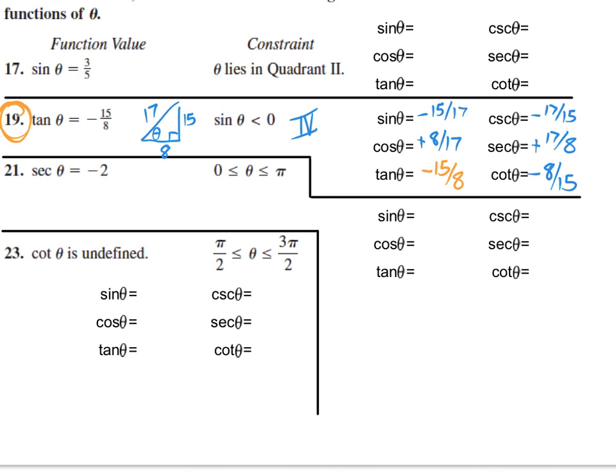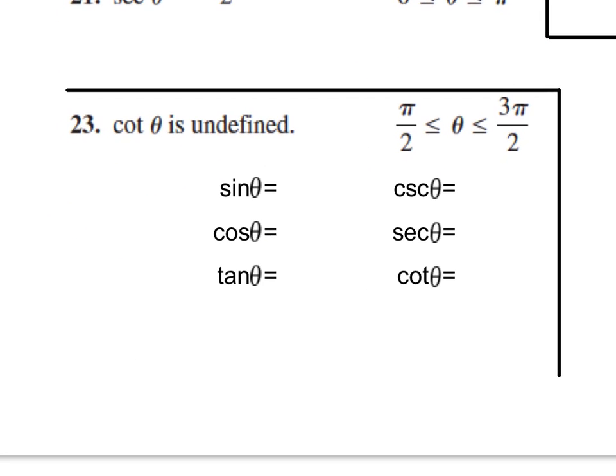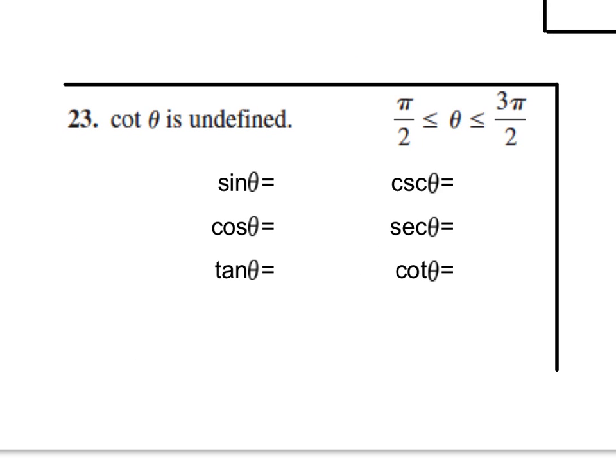Okay, everyone with us? Yes. All right. Now, we've got to do 23. 23 is fun. You've got to think about this one here. Cotangent's undefined.